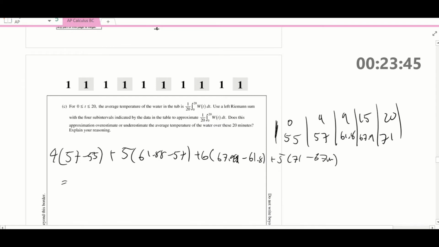Alright, and that's 84.1, and it's 1 over 20 of all this, sorry. So divided by 20, which is equal to 4.205.